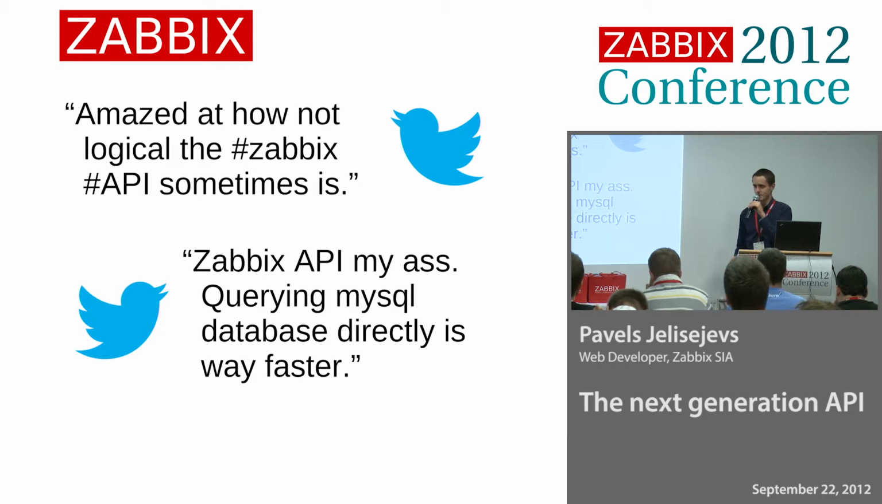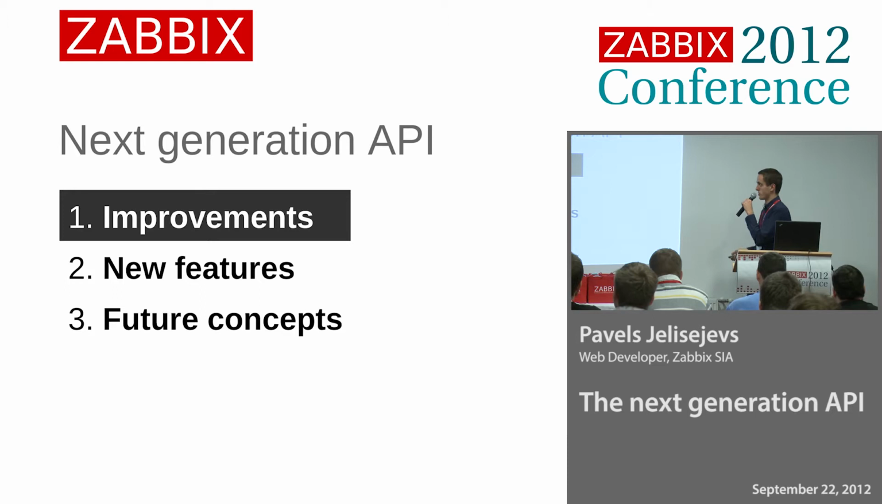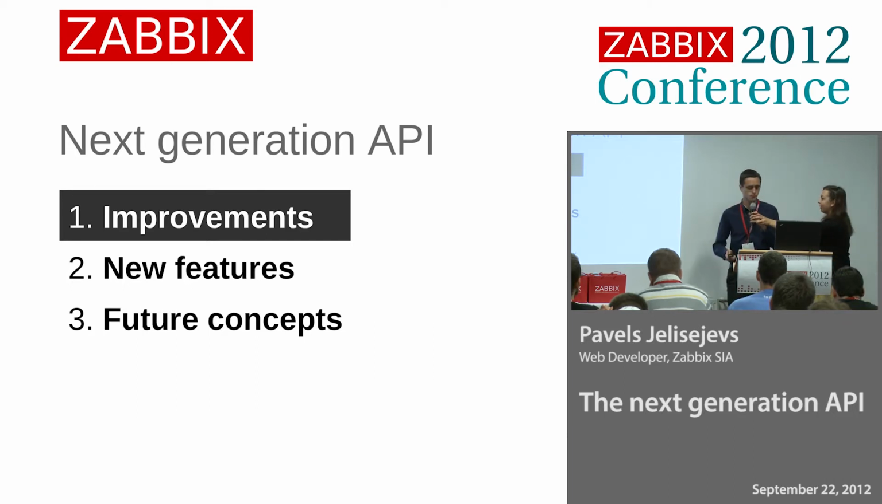We analyzed that, so we started thinking, how can we make the API better? How can we improve it? And that's what I'm going to talk about. So first of all, I'm going to tell you about the improvements to the existing API features and cover some new features that will be available in the nearest releases. I'm also going to share some of the future ideas we have. So, start with the improvements.